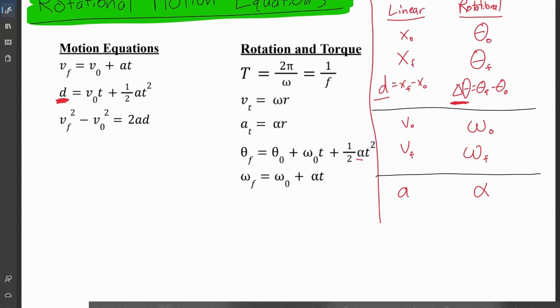Okay, one last one that we have, because the last variable that we see over in our motion equations, I see time in a few places over here. Well, in rotational motion, we can't really rotate time, so it just stays as time, which is kind of nice. So time just translates straight to time.